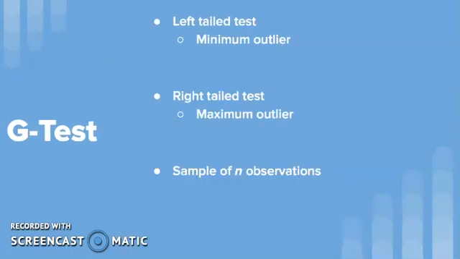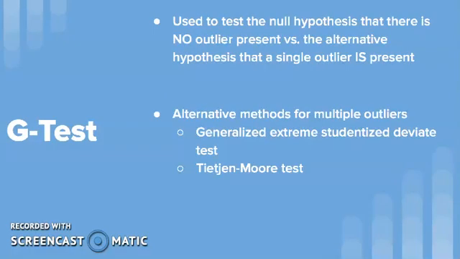If you have a minimum outlier, it's going to be a left-tailed test, and if you have a maximum outlier, it's going to be a right-tailed test. And n is the number of your sample. The null hypothesis is accepted if there's no outlier present, versus the alternative hypothesis, which is accepted if a single outlier is present. And these are just some of the different ways that you can test for outliers.